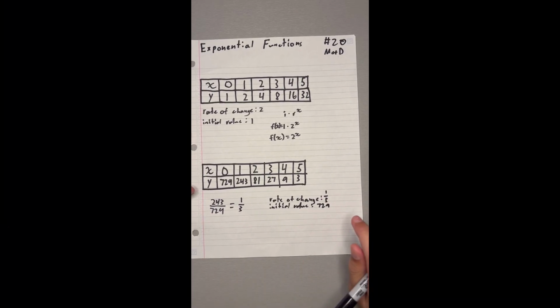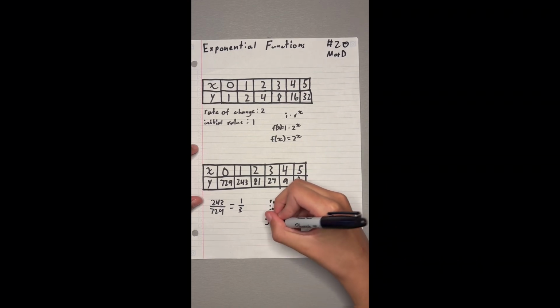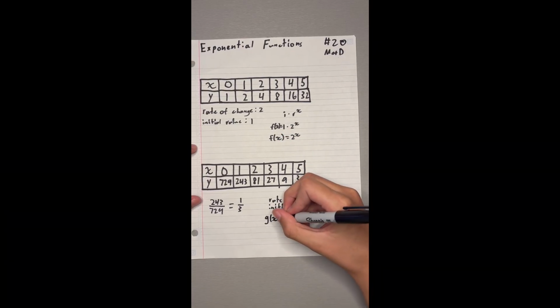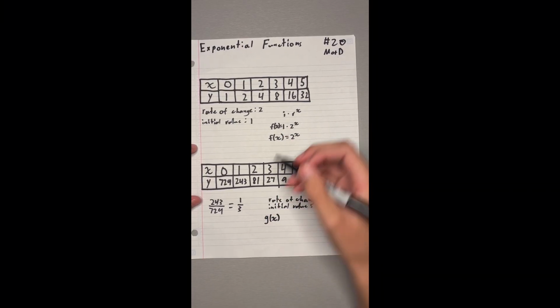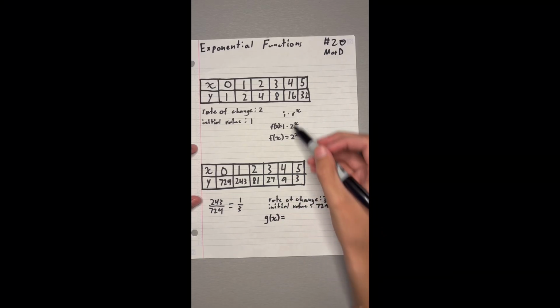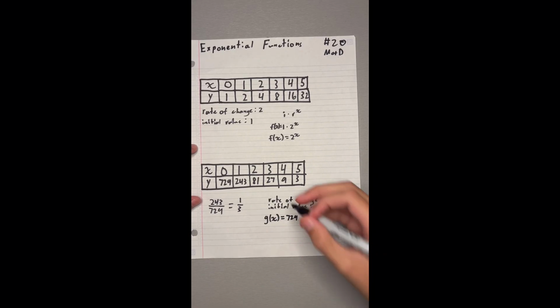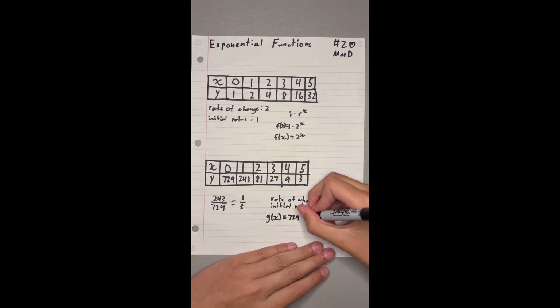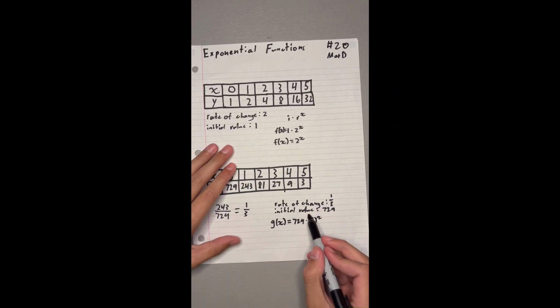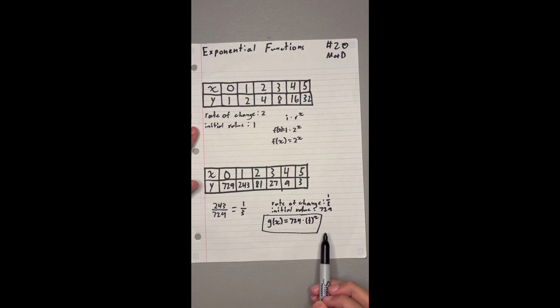Now we can write this in our equation, and I'm going to change this function to g of x since we already used f of x. So I'm just changing the letter. It can be any letter that you want, but I'm just going down the alphabet. So g of x is equal to our initial value, which is 729, times the rate of change to the x power. So it's going to be times 1/3 to the x power. This is how you'd write this table as an exponential function.